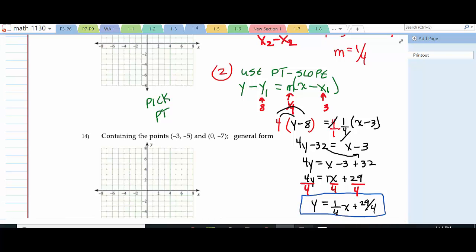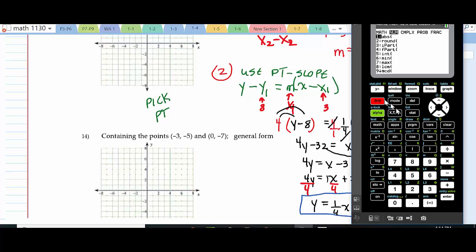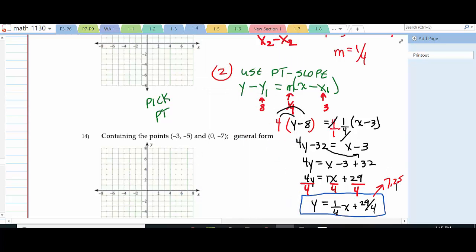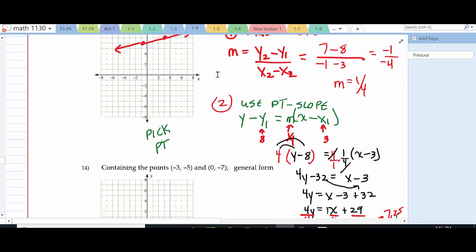So let me show you something. On my calculator, if I do 29 divided by 4, that's going to give about 7.25. So here's what you want to do. Look at the graph you drew and see if this makes any sense to you. So this is telling you what? That's telling you the y-intercept, right? That's telling you the y-intercept's about 7.25. So what you can do is just visually see if that looks right.